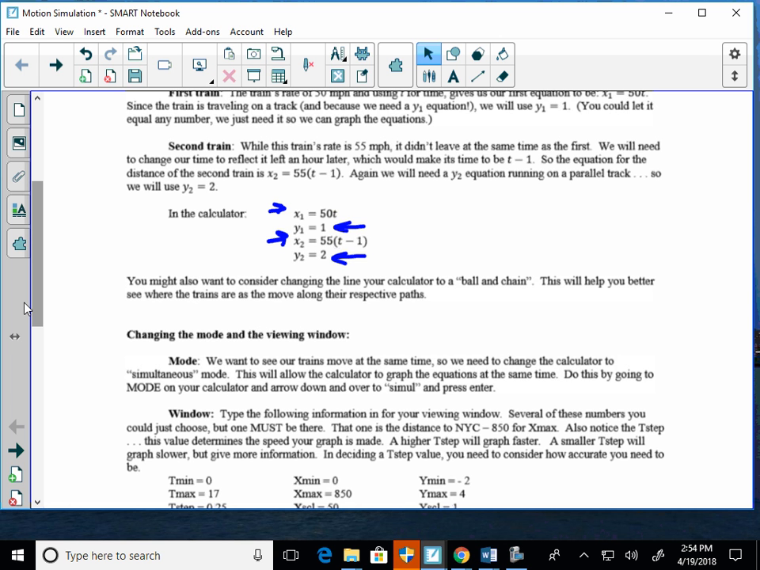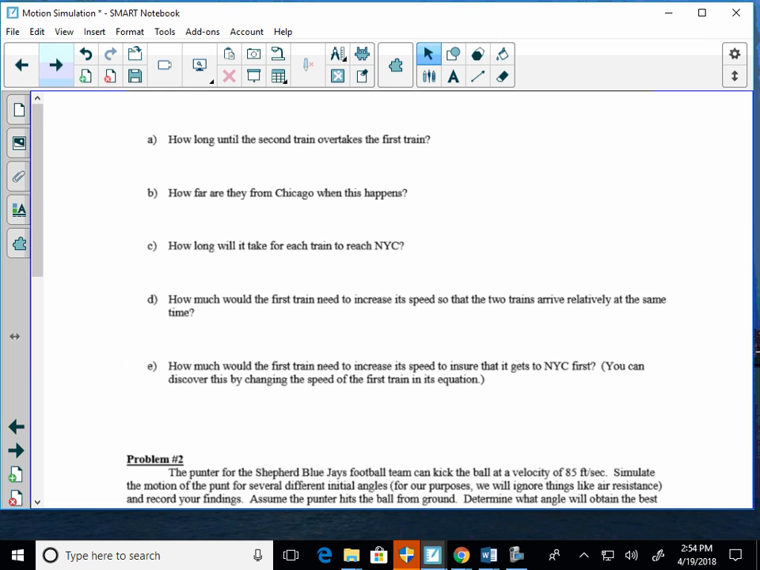Okay, next. We want to know, if you go to the second page, how long until the second train overtakes the first train? One of the easiest ways to do this, if you can't tell by the x-axis, is to go to your table. If you hit enter, you cannot go to your table. You're going to have to hit on to be able to go to the table. Then go second graph, and you have a table. Those of you that have the brand new calculators, the whole table shows up. Those of us that don't, we have to cursor over to get the whole table.